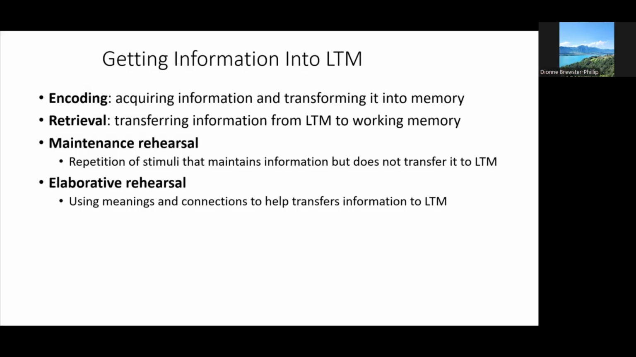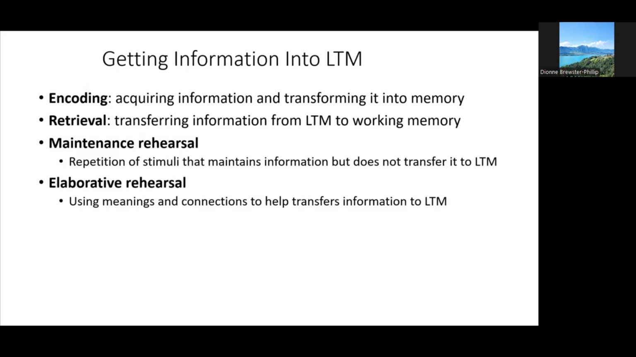Now, the process of transferring information from long-term memory to working memory is called retrieval. So it's a two-way process, right? Encoding, again, is acquiring information and transforming it into memory. So that's putting information into long-term memory. Whereas retrieval is taking that information from long-term memory and bringing it to working memory.